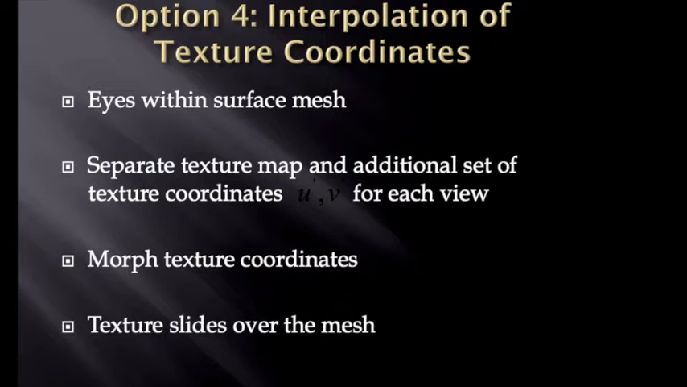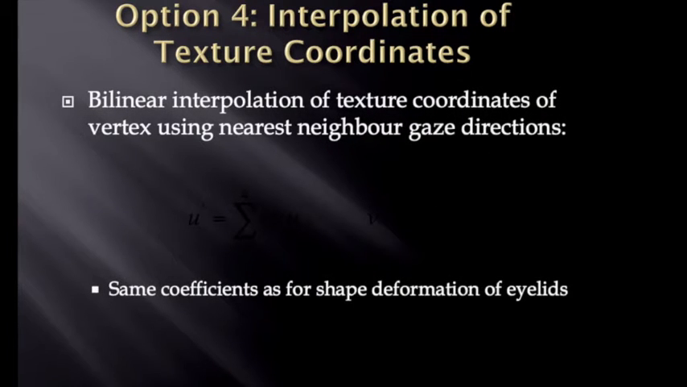So what we do is we have the eyes within the surface mesh. We have a separate texture map and an additional set of texture coordinates for each of the views, and then we morph the texture coordinates, and therefore the texture itself slides over the mesh within the eye regions. And again, we can do a bilinear interpolation of those texture coordinates in order to make the eyeball move virtually. And the interesting aspect is that we use the same coefficients for the shape deformation of the eyelids, and therefore the whole movement of eyelid and eyeball becomes consistent.